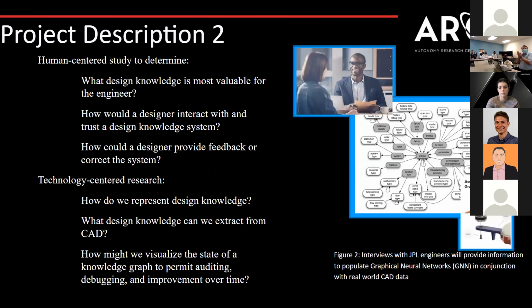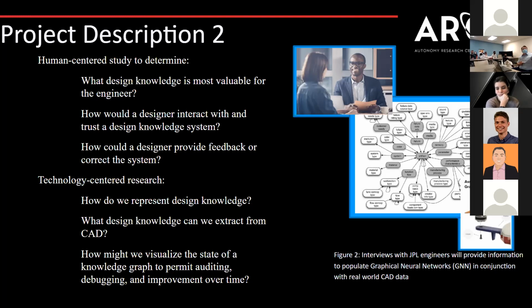So in order to accomplish this, we have a few different ways of doing this. One of the first ways is going to be human-centered studies. And this will help us figure out what design knowledge we're going to need to capture for the engineer. How would a designer interact with and trust a design knowledge system? Because this is basically putting your design into an AI's hands. How could a designer provide feedback to correct the system?